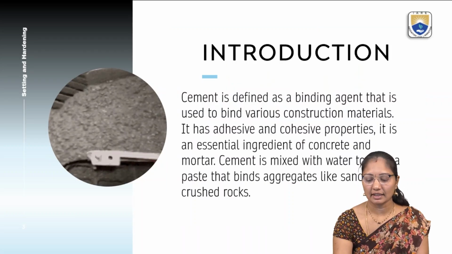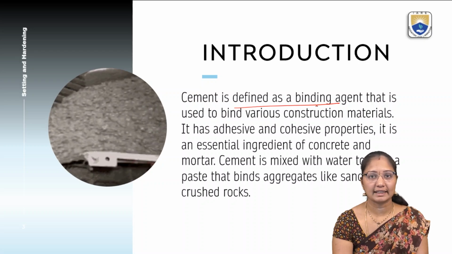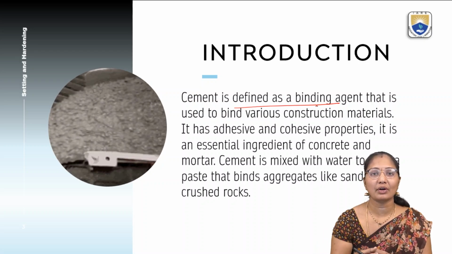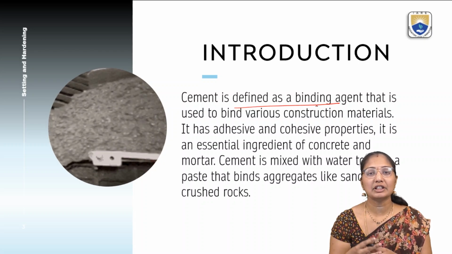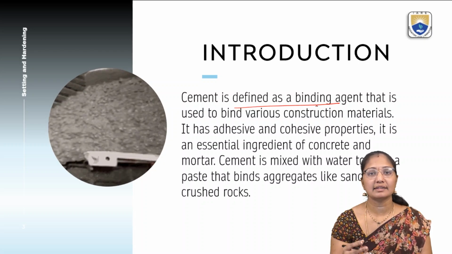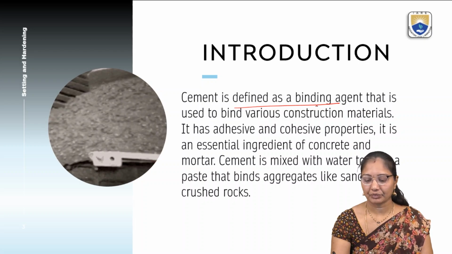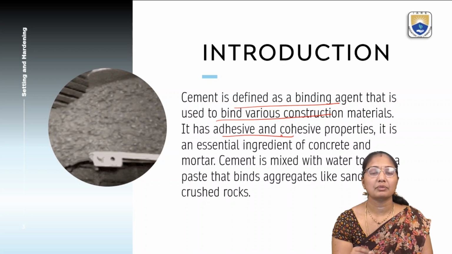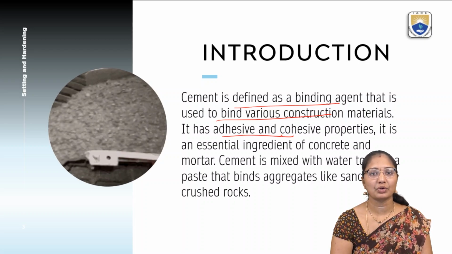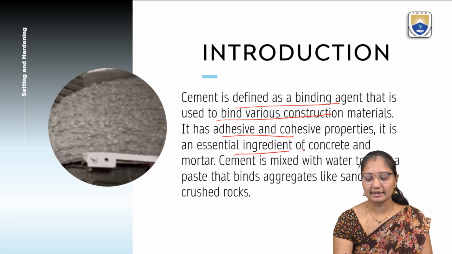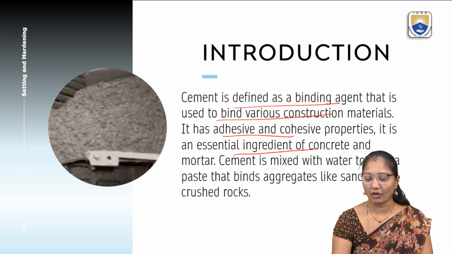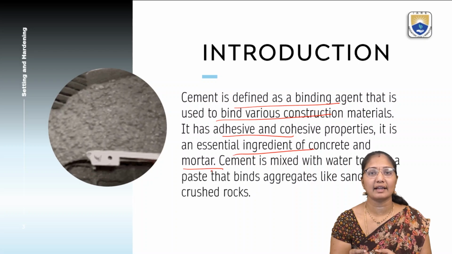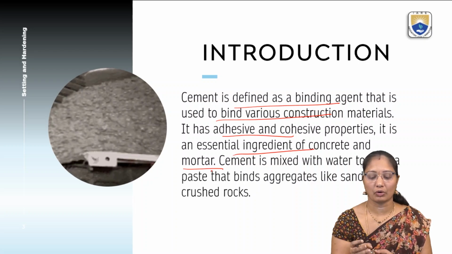Coming to cement, cement is defined as a binding agent which binds together with other materials, which may be sand or rocks or bricks. It is used in the construction of buildings or dams, etc. So it is used to bind various construction materials. It has unique properties called adhesive and cohesive properties. It is an essential ingredient of concrete and mortar. Concrete is nothing but a mixture of cement, sand and small chips of rocks.